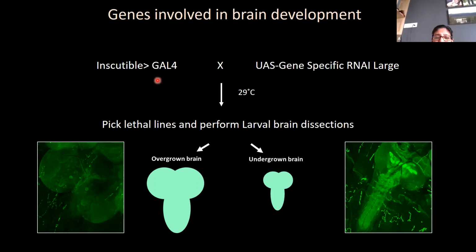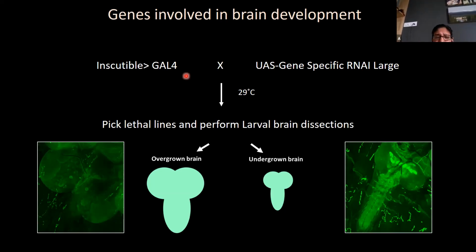Since I want to find out which genes are involved in brain development, I will not keep it at 18. I will keep them at 29 degrees from the start so that I have more GAL4 expression. So again, insc-GAL4, which is expressed in the developing brain, has an HSP70 promoter. I'll set up this cross, and I will set this up at small scale. I don't want to do it at large scale for the first time.